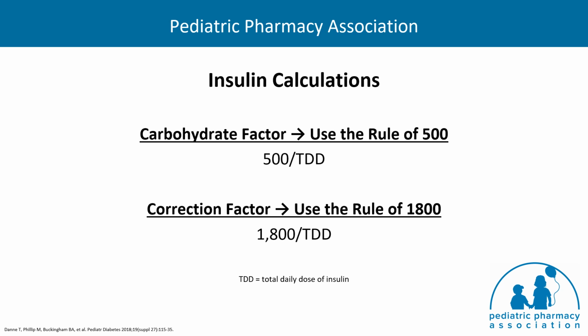The second one we want to look at is correction factor. We want to use the rule of 1800. 1800 divided by total daily dose gives us the amount of insulin to be given if blood glucose levels are above a pre-specified set point. However, we do note that there are slightly different numbers used for regular insulin, the rule of 450 and the rule of 1500 respectively.